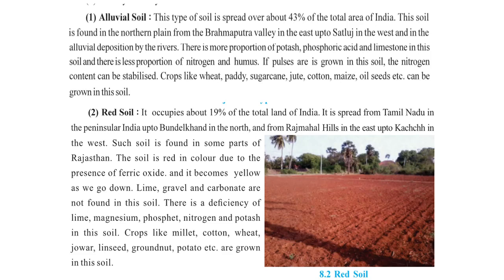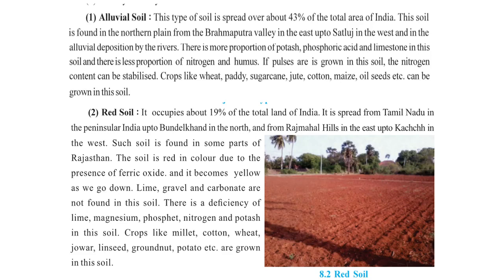If pulses are grown in this soil, the nitrogen content can be stabilized. Crops like wheat, paddy, sugarcane, jute, cotton, maize, oilseeds, etc. can be grown in this type of soil. So specifically, alluvial soil is more favorable for growing crops like wheat, paddy, sugarcane, jute, cotton, maize and oilseeds. These are the favorable crops which can be grown in alluvial soil.